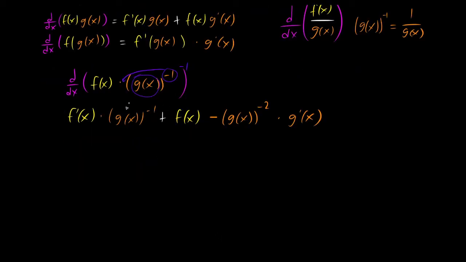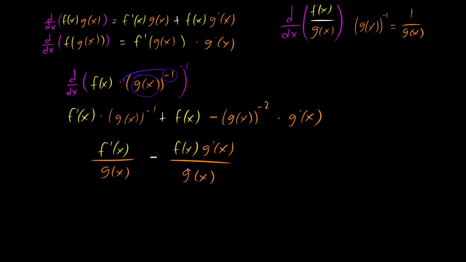If we rewrite this equation, instead of having these negative exponents, we would have f prime of x over g of x minus, because we have this negative here, f of x times g prime of x all over g of x squared. And there we go, we have our quotient rule. But I'm pretty sure most of your textbooks don't write it like this. But it's actually just one step more to put it into the format that we all know it as.